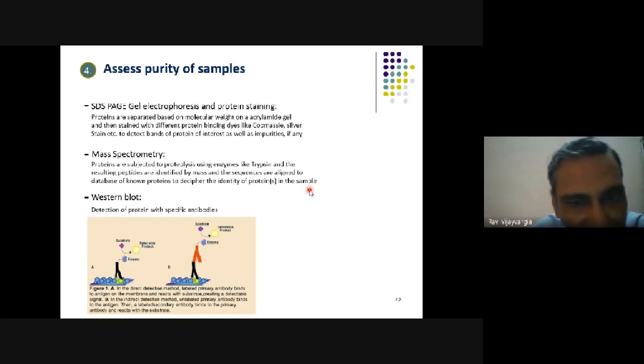Another way to check the purity, or also confirm the identity of your protein, is Western blot. Western blot utilizes specific antibodies targeting your protein of interest. If your protein is really your protein of interest, the antibodies against it should bind to it and be able to detect it. So you can subject it to Western blotting to confirm that the purified protein is indeed the one you want.